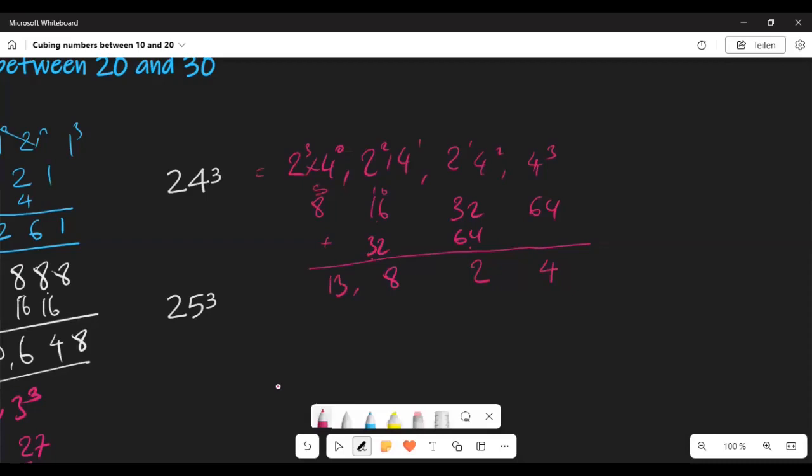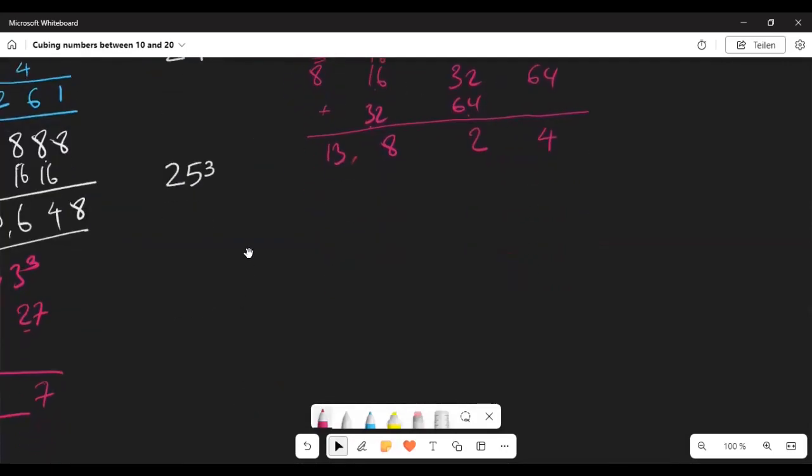You see now, like really easy method. If you understand this one, cubing any number will be easier. Now let's do again this one here.